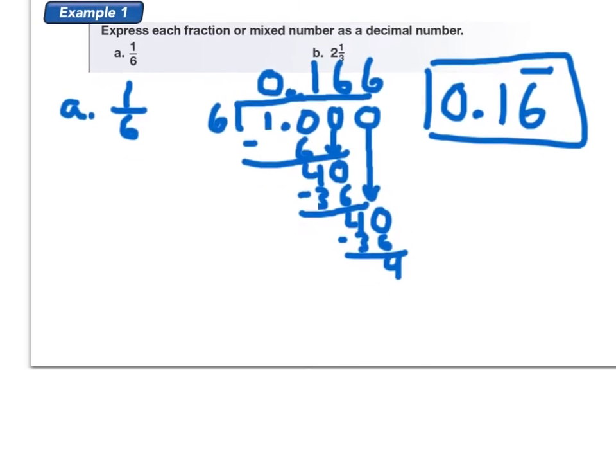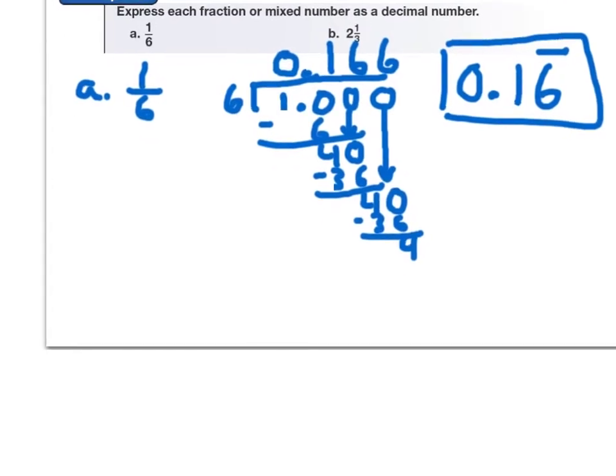Let's go on to the second example. Now we've got a mixed number that we want to make a decimal. So I've got 2 1/3. There are two different ways I could do this. The way that I'm going to recommend is to first make this an improper fraction, so do the times plus. 2 times 3 is 6, plus 1 is 7. So this is the same as 7/3.